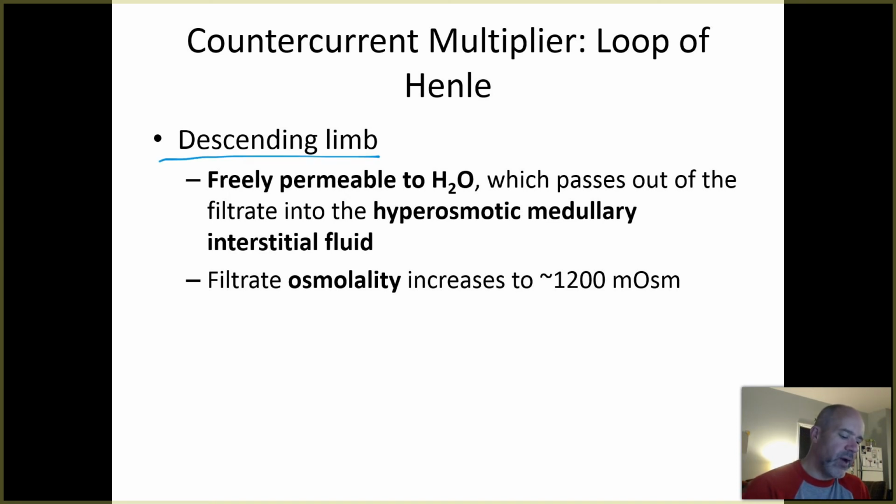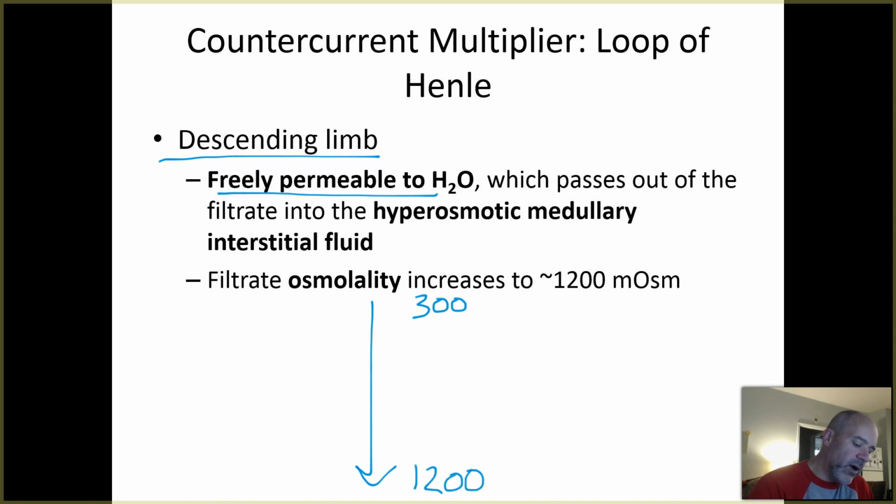All right, so when filtrate is passing down the descending limb, it's passing down this way. The descending limb is freely permeable to water. All right, now the gradient is already established. The goal here is to make sure that we keep this gradient. So these long nephron loops of these juxtamedullary nephrons are going to be involved in that. Okay, so if you think about it, that loop is hanging down into the medulla, and we've got a gradient of solute concentrations from 300 to 1200 milliosmolar.